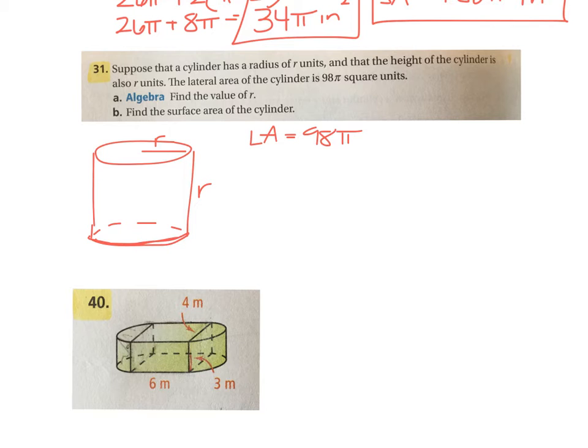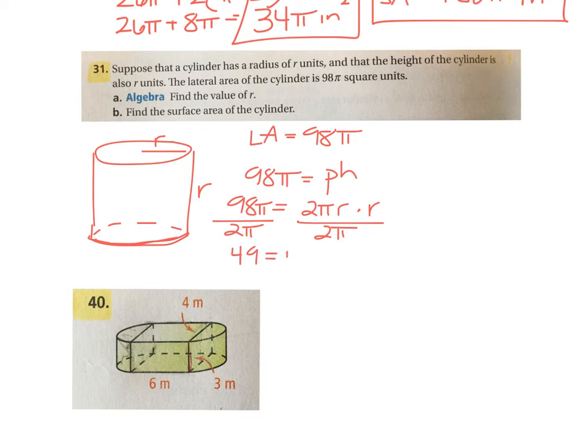So if we know lateral area, which is 98 pi, has to equal the perimeter of the base times the height. The perimeter of your base right now is 2 times pi times r, and the height is r. So we have 98 pi equals 2 times pi times r squared. If I divide by 2 pi on both sides, I get 49 equals r squared, right? So if I square root that, then r is 7.